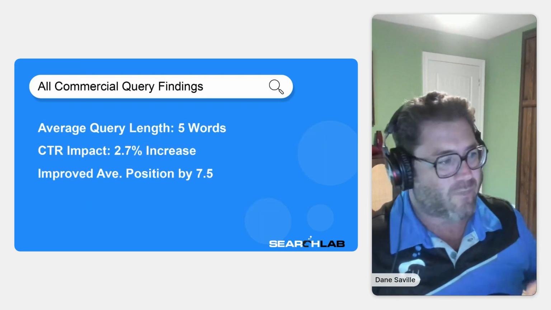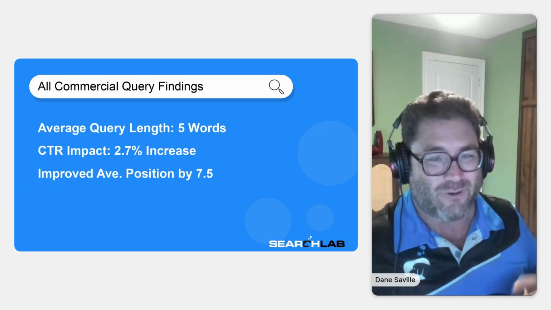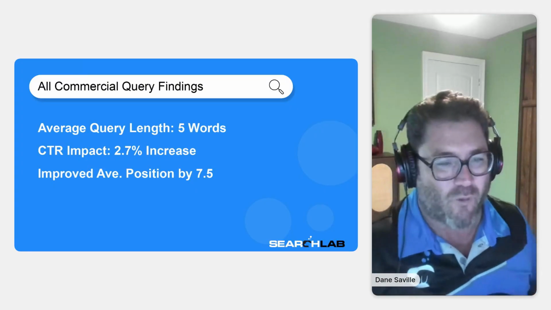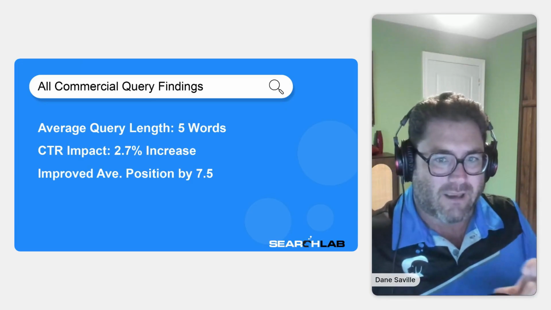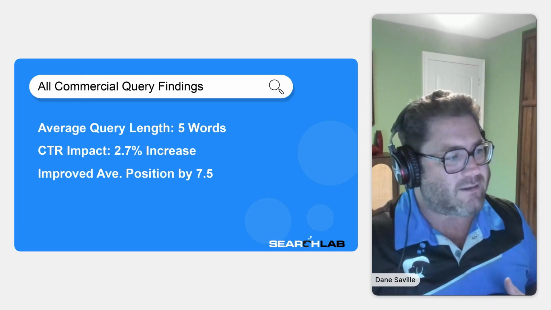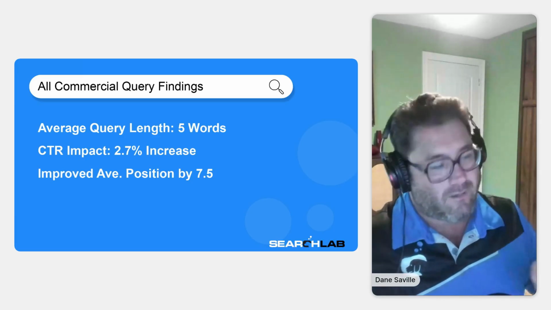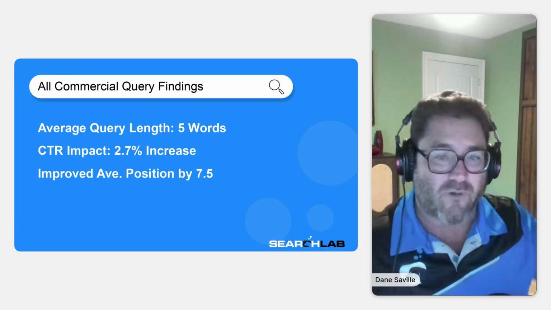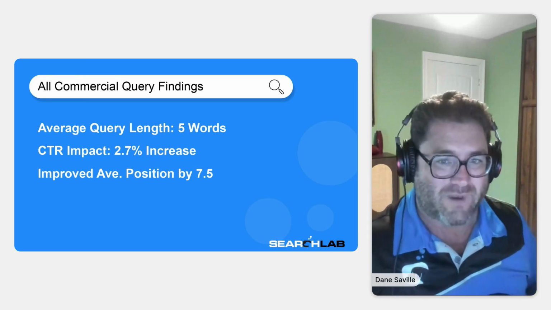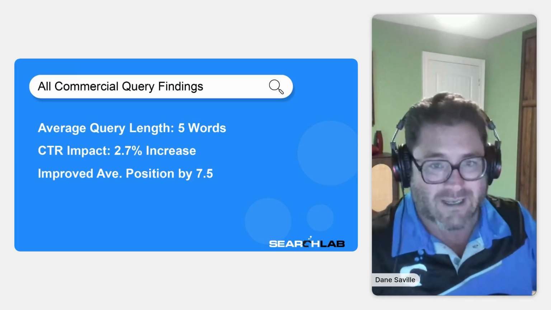Some additional things. The average query length is 5 words. So if you go from transactional to commercial, you have an average of 1 more word within the query, getting precision in there, but less precise than transactional. CTR, click-through rate impact, is a 2.7% increase across that whole data set. But mind you, we also saw an improved average position of 7.5 positions. So improving position and ranking, increase in CTR.